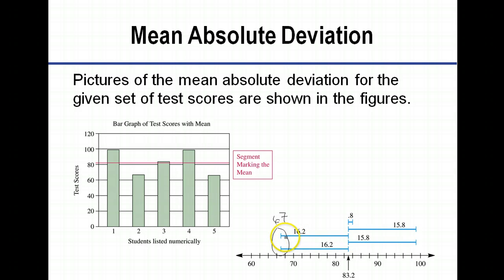Again, the mean absolute deviation would do what? Take all of these blue bars and add them up and divide by 5, right? And remember that gave us a 12 and change. So it's telling us on average the test scores are more than 12 points away from the mean.